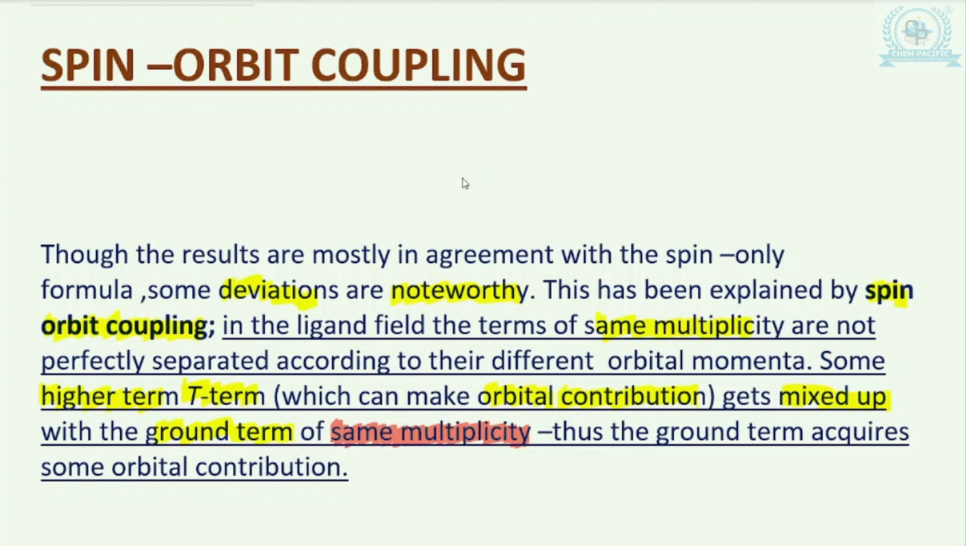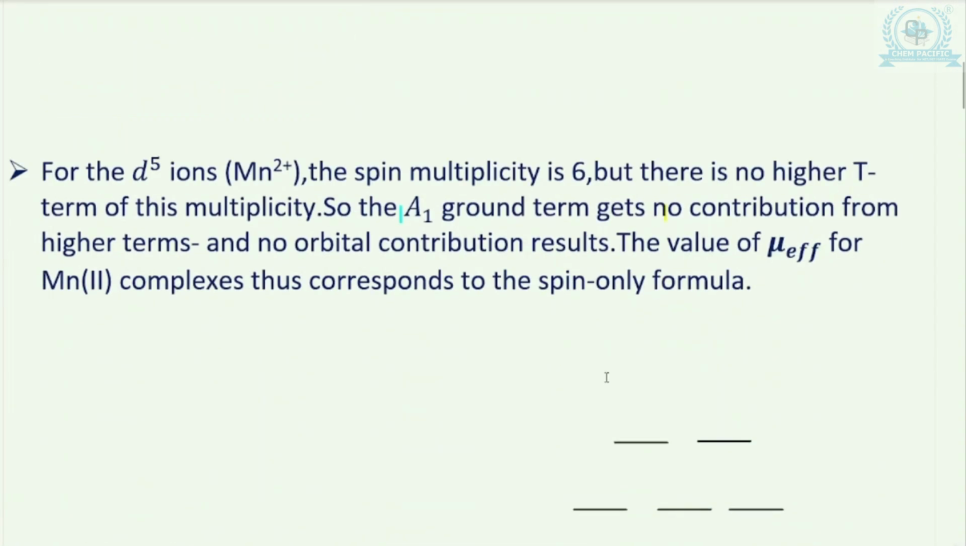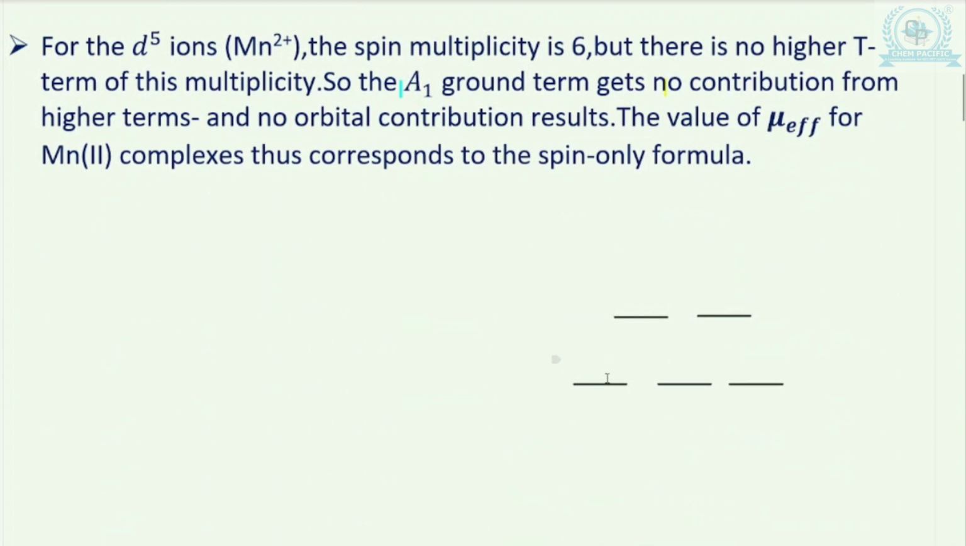ठीक है. When they get mixed up, then the ground state term acquires some of the orbital contribution, which is now defined as a spin orbital contribution. I hope this is clear to you. Now let us discuss some of the examples. तो यहाँ पे आपको बहुत अच्छे से समझ में आ जाएगा. So यहाँ पे contribution होने के लिए आपके पास एक ground state होना चाहिए और एक excited state होना चाहिए, right?